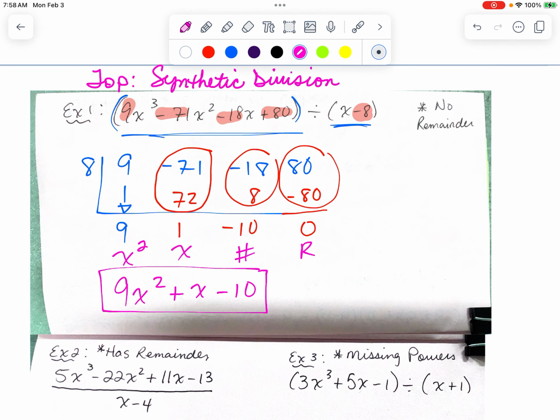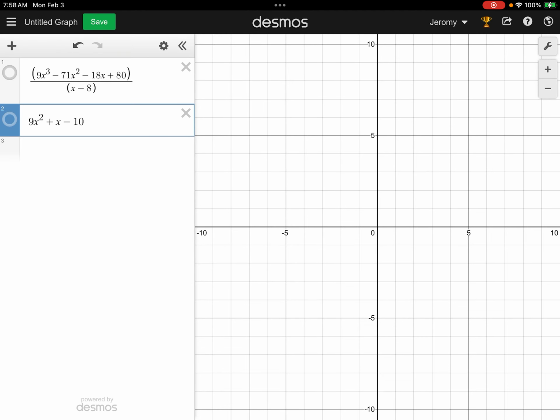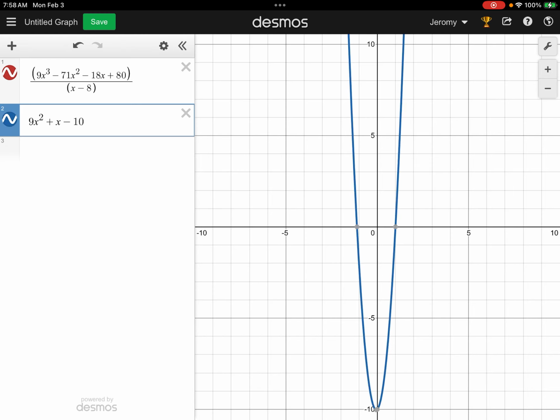And so we can actually take our problem, which is up top, and we can take our answer, put them in Desmos, and see if we have a match. If we do, we're 100% correct. So you type in your equation or your problem up top here. So you use your parentheses divided by x minus 8. And then we want to see if our answer is 100% correct. And you can tell if you have matching graphs, which we do. So you can see that the red and blue graphs match. So we're 100% correct.